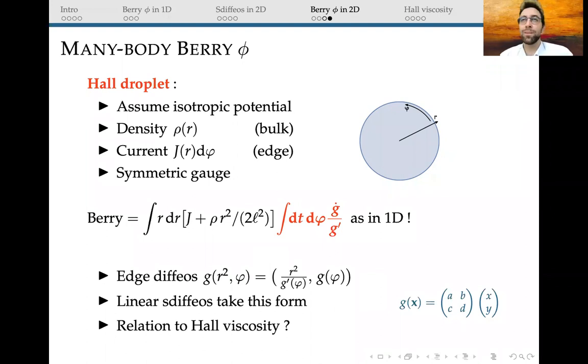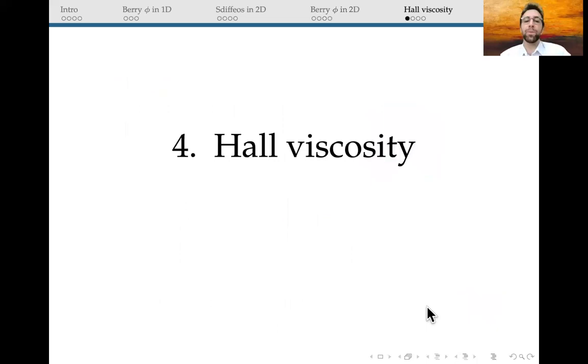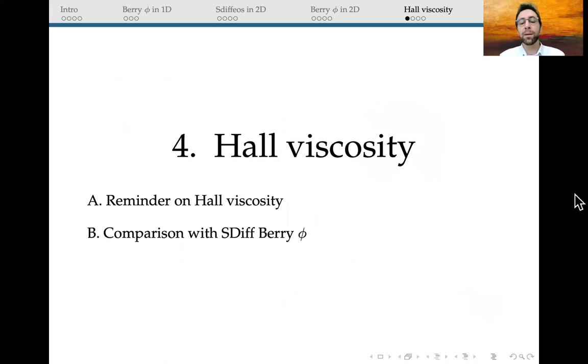Okay, so we now have a formula for Berry phases. First, we have a very general formula, but here I've actually written down a formula specific to edge diffeos. What I'm now going to do is apply this Berry phase formula to linear diffeos, to transformations of this form. Specifically, I want to talk about Hall viscosity. To do this, I'm first going to remind you what Hall viscosity is in the first place, because I'm not going to assume that everyone knows what it is. And then I'm going to compare what I will say about Hall viscosity to our Zdif Berry phases.